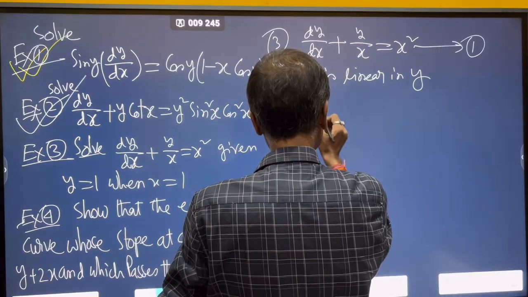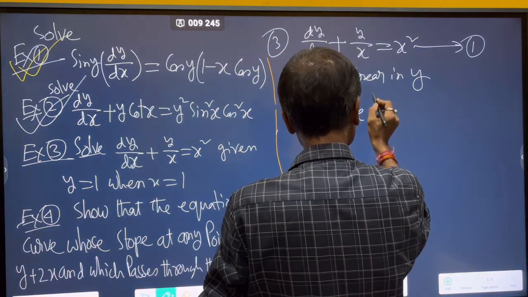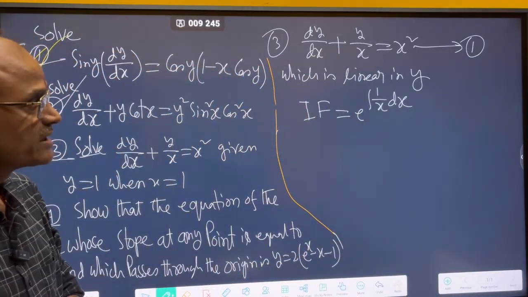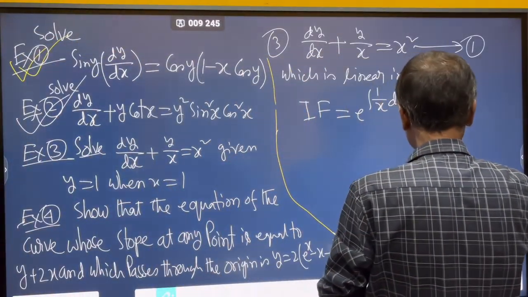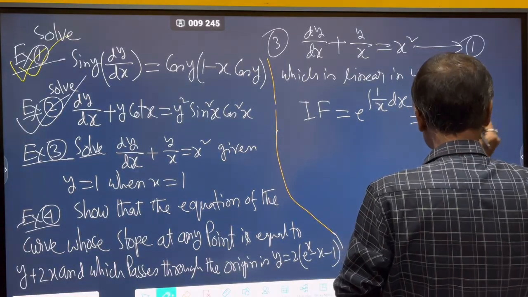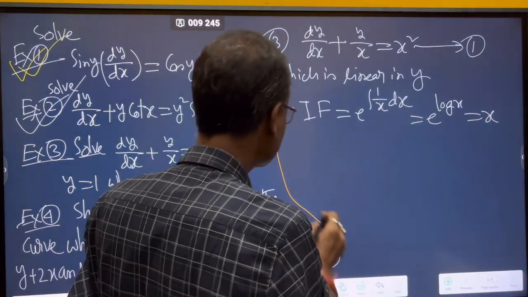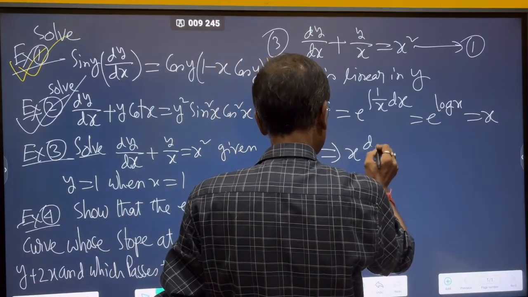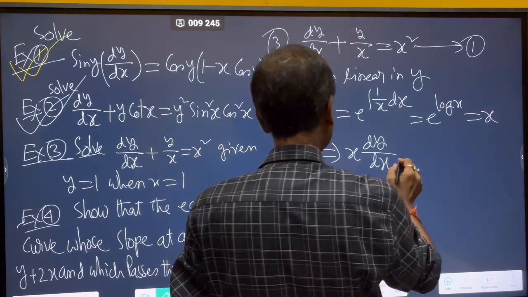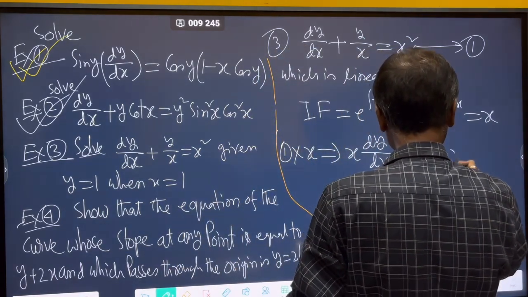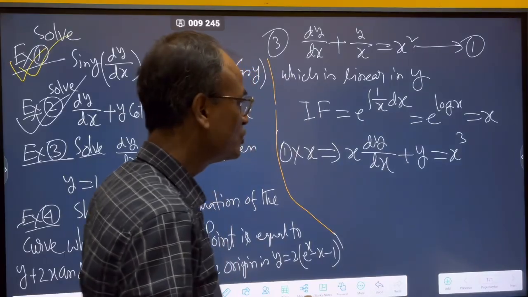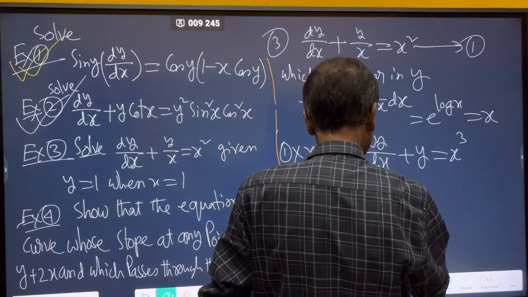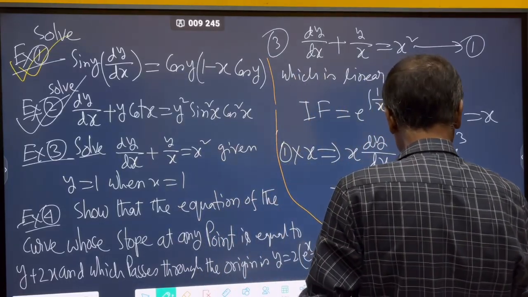Integrating factor equal to, what is integrating factor? E to the power integral 1 by x dx. This is equal to e to the power log x, which is equal to x. Multiply by x: x dy by dx plus y is equal to x cube. Or d dx of xy is equal to x cube.